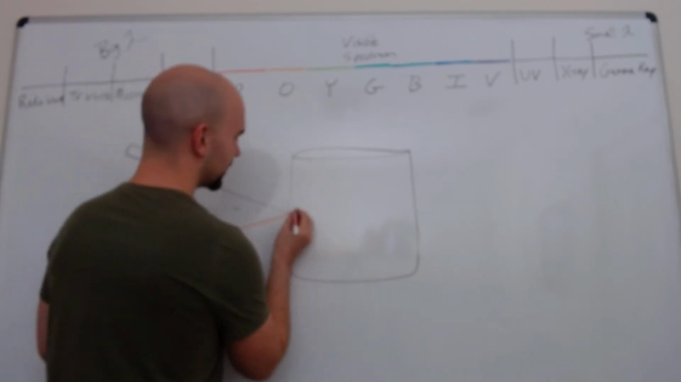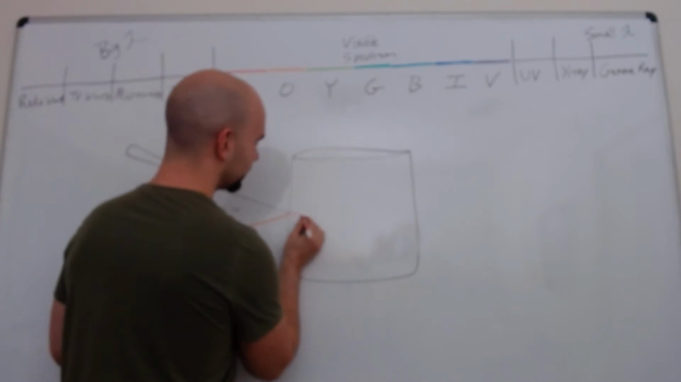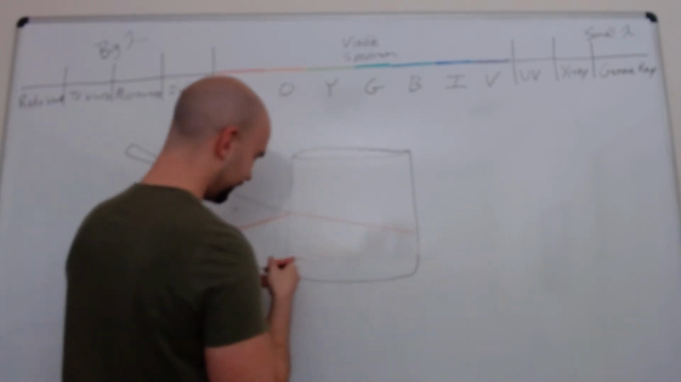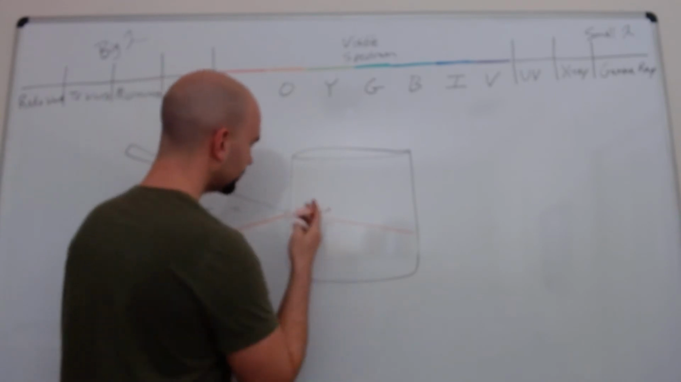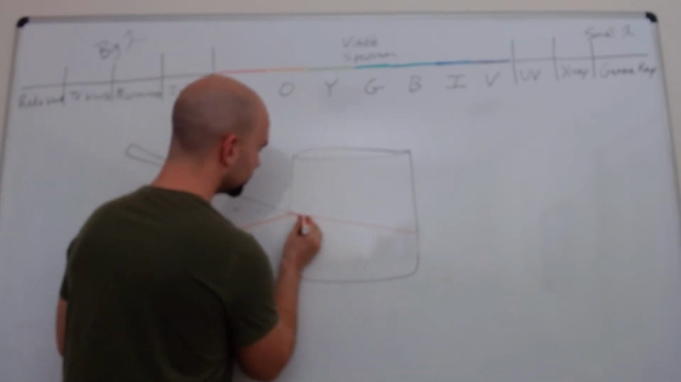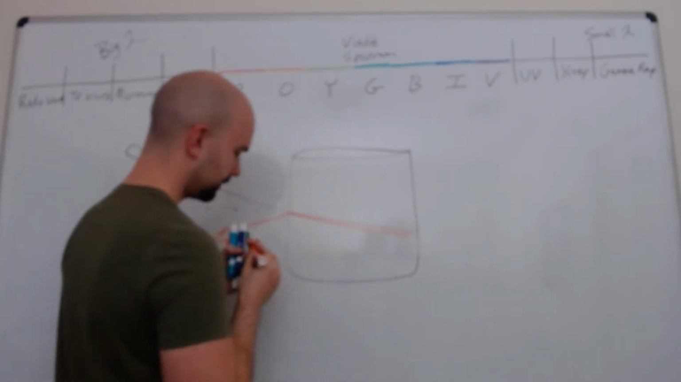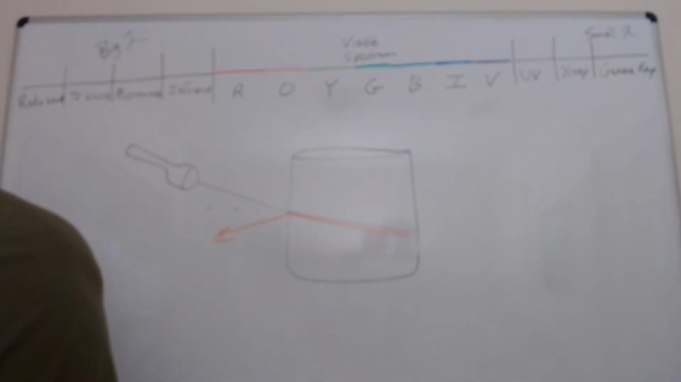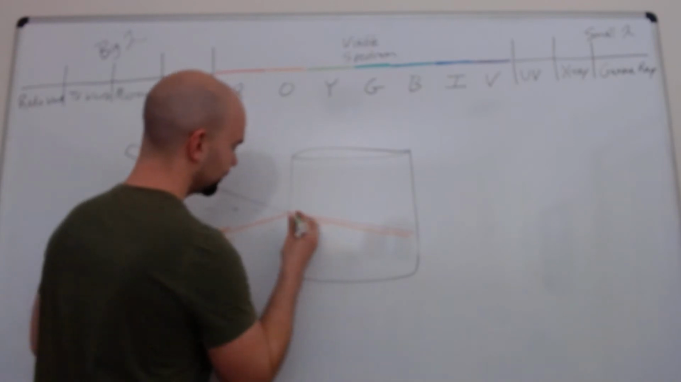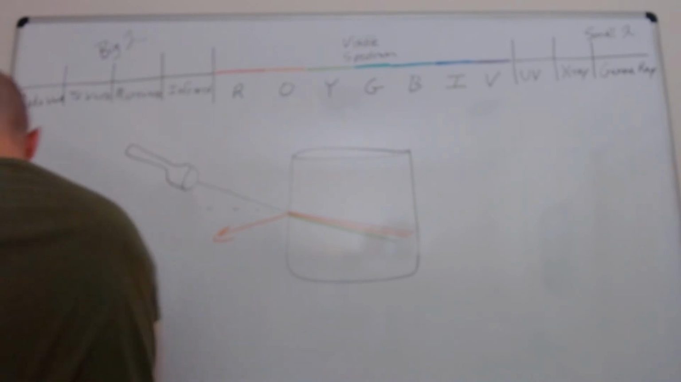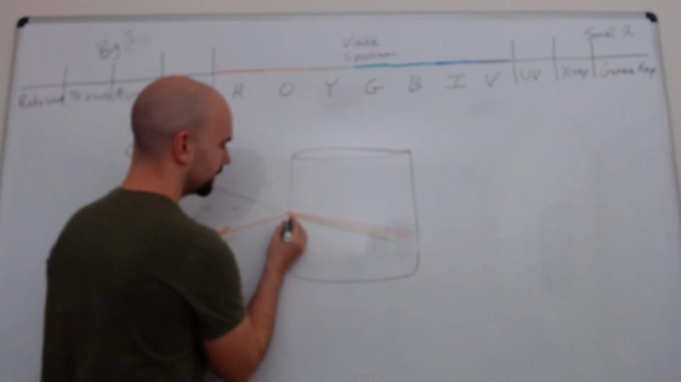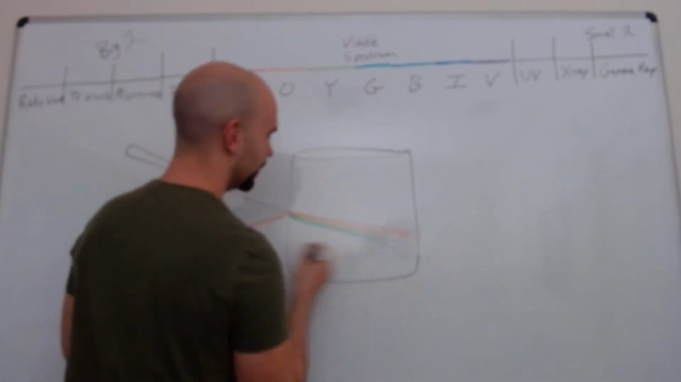What's going to happen is the red is going to refract a little differently than the orange. Which will refract a little differently from the green. And they're basically going to separate out. And that's how you can take white light and turn it into a rainbow.